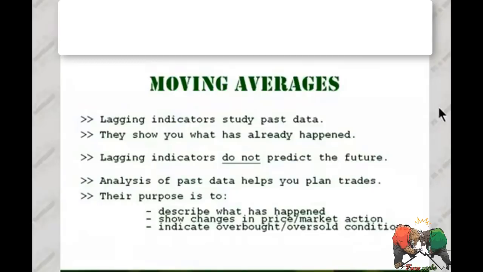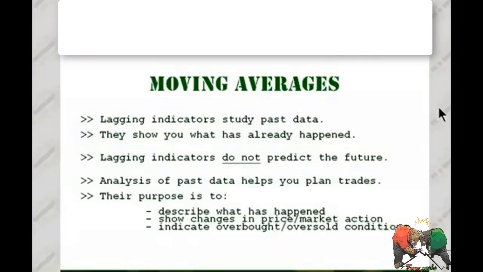Moving averages. This is what we're going to use today to time our trades. Very, very important stuff. They are lagging. They're not going to tell you what's going to happen in the future. They're not a crystal ball, but they do tell you important information. They tell you what has happened. Now, the past doesn't always predict the future, but the past is important.